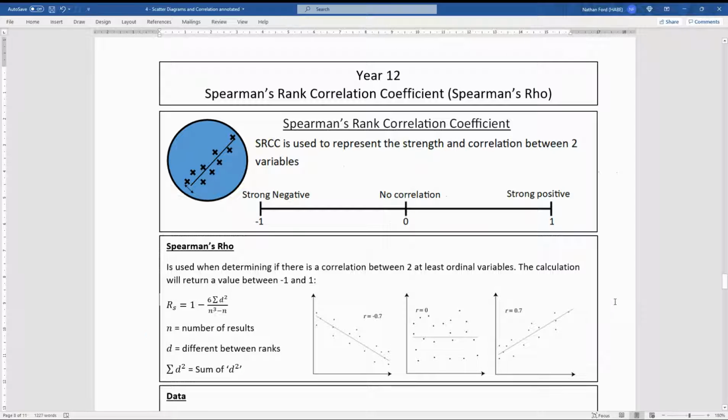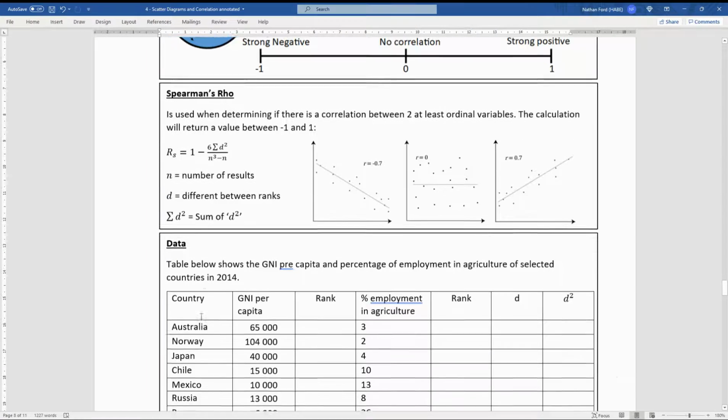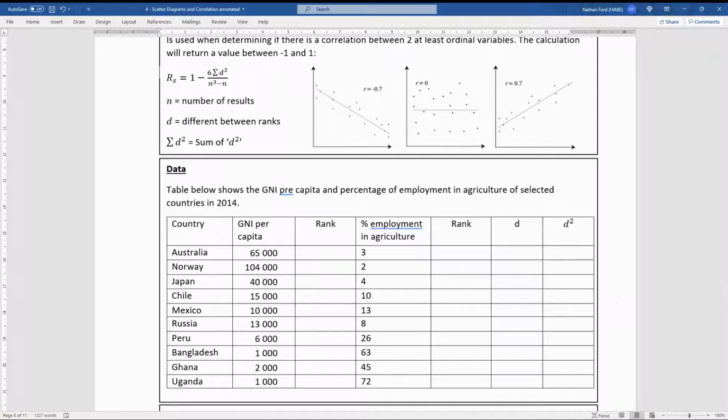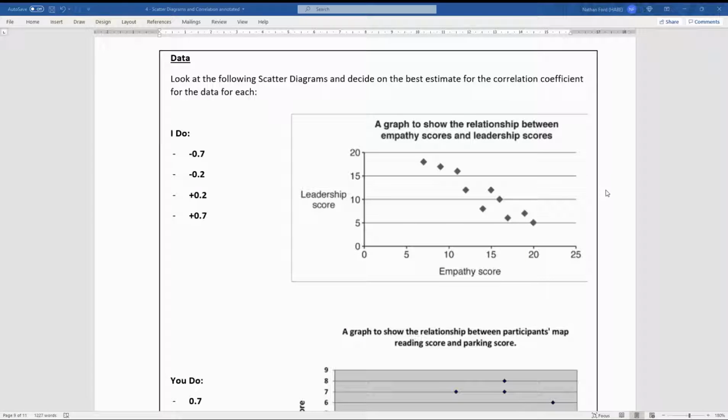So let's have a look at a question and see how we would go about finding this out. Actually, we'll come back to this, and I'm going to show you a further question which gets you taking a guess at what the rank coefficient would be. Before we do the actual calculation, which you do need to do, I've got this here. You're given three scatter graphs. I'm going to do the first one for you. Your job is to take a guess, and you can just circle what it would be.